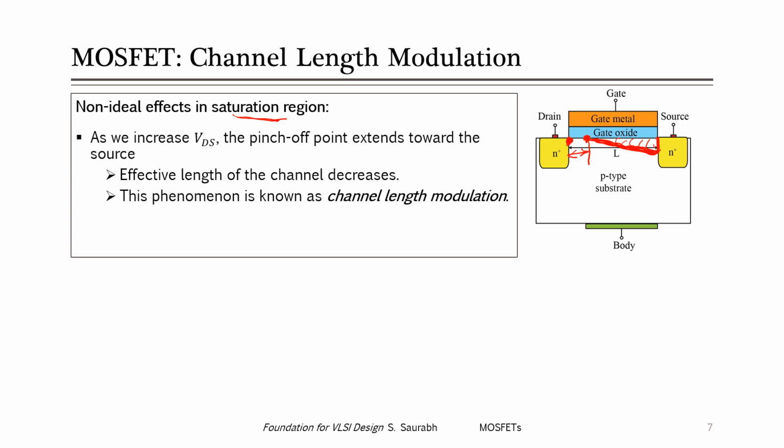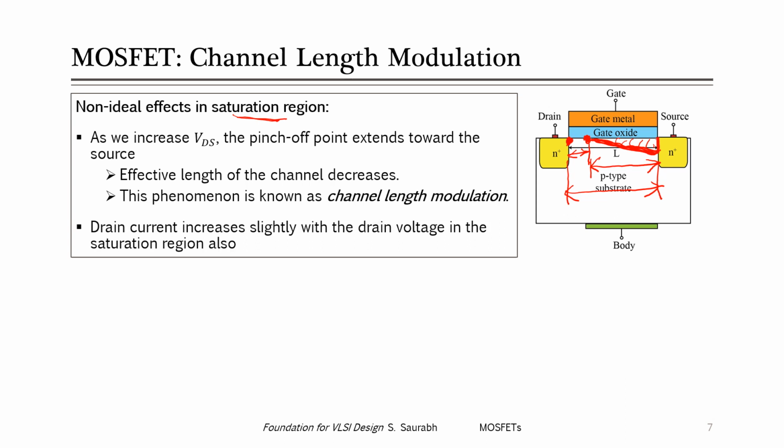And as we increase the drain voltage, this pinch off point goes on shifting towards the source. Now as the pinch off point shifts towards the source, the effective channel length decreases. Why? Because this is the effective channel length between this point and this point, right? If there was no pinch off, the channel length would have been from here to here, but because of pinch off, the channel length is from here to here. So in effect, the channel length decreases. This phenomenon is known as channel length modulation, or change in the length of the channel. Because of this, the drain current increases slightly with the increase in the drain voltage in the saturation region also.